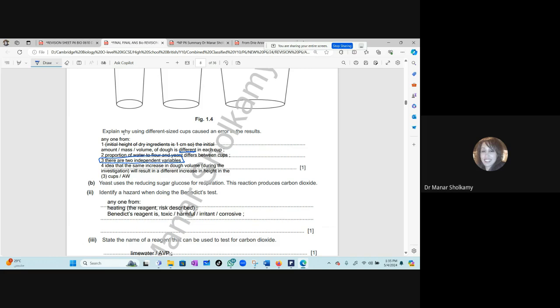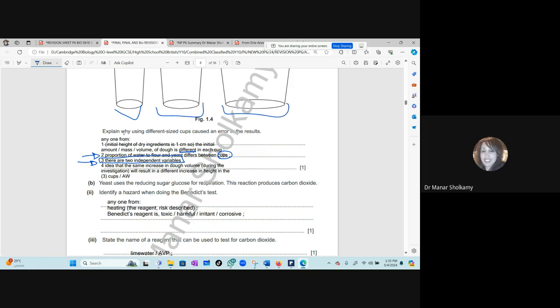The proportion of water to flour and yeast differs between the cups. Now, I don't think you will be able to write or talk about proportionality, but this is also going to make different factors different, and we have to keep them constant. The easiest one is that you need only one independent variable, and when you change the width of the cups, you will have 2, and this will be a problem.